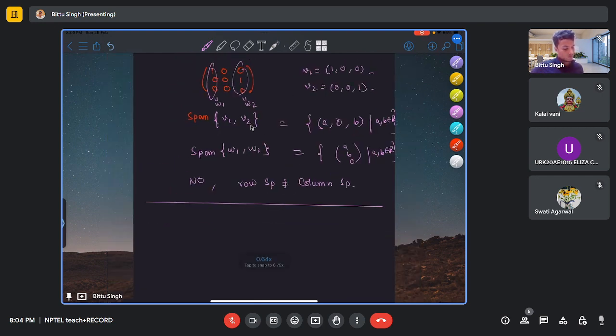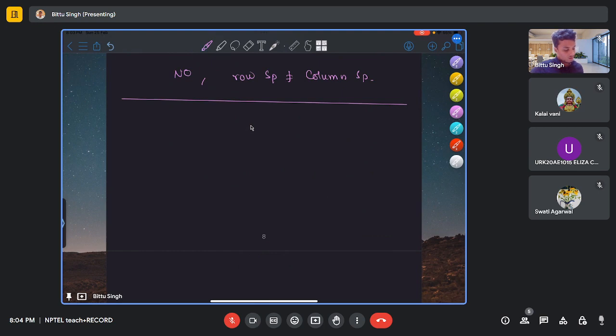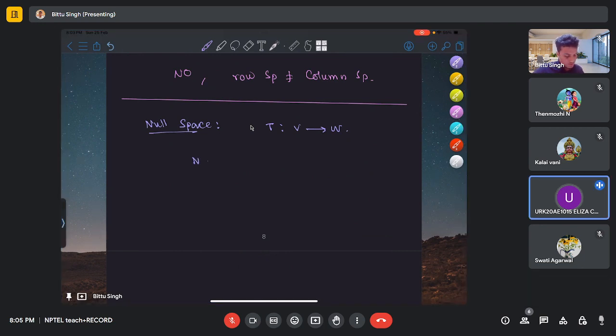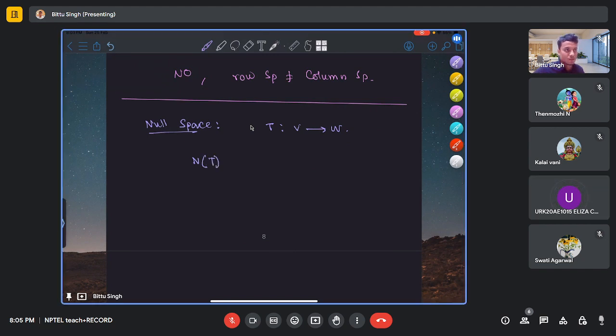So let us define null space. Again, consider the linear transformation T from V to W. What will be the null space of T? Given matrix A, let N be the null space. We are denoting null space by N. Then null space is all the vectors v such that T of v is the same as 0.